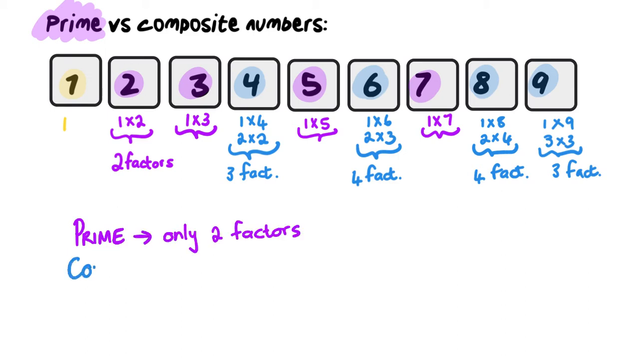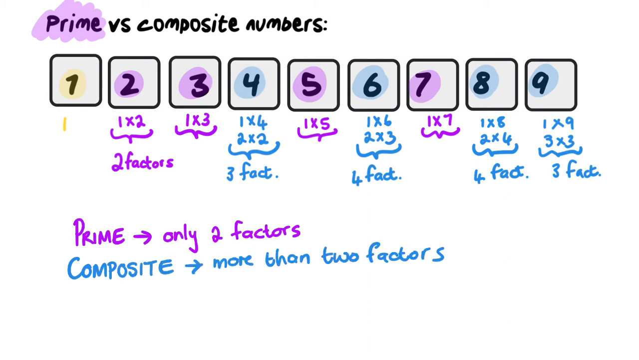Whereas the numbers that have more than 2 factors are called composite numbers. 1 is special since it has only 1 factor, which is itself. It is therefore neither prime nor composite.